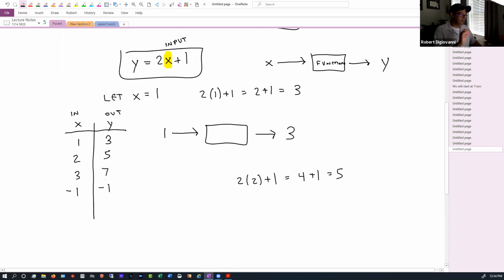But the idea is that you have an input and an output, and the machine is actually given to us by this equation. Whenever we have something like this, we start to use a different notation. Instead of using a y here, we replace it with the notation f of x.